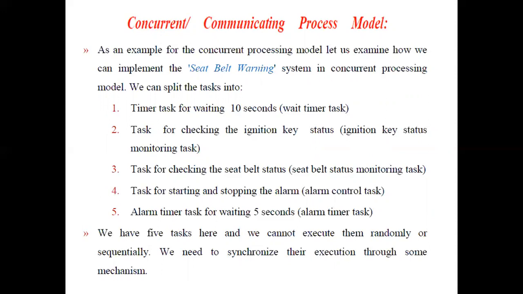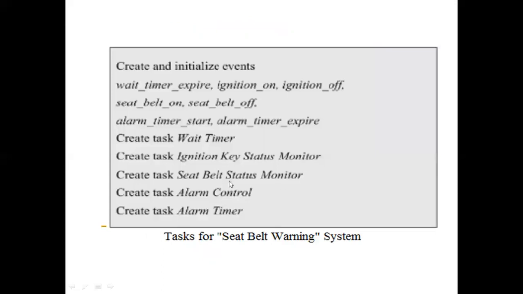So here we are going to split the work into 5 tasks. One is the timer task, for waiting for 10 seconds; a task for checking the ignition key status; a task for checking the seatbelt status; a task for starting and stopping the alarm; and an alarm timer task for waiting for 5 seconds. Then we create and initialize events: wait timer expire, ignition on, ignition off, seatbelt on, seatbelt off, alarm timer start, alarm timer expire. Then create the tasks: wait timer, ignition key status monitor, seatbelt status monitor, alarm control, and alarm timer.